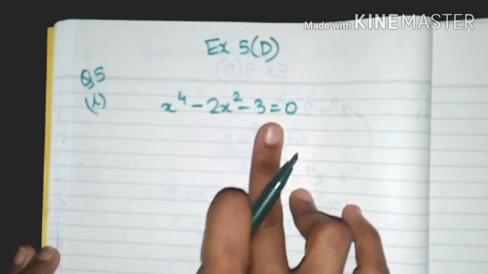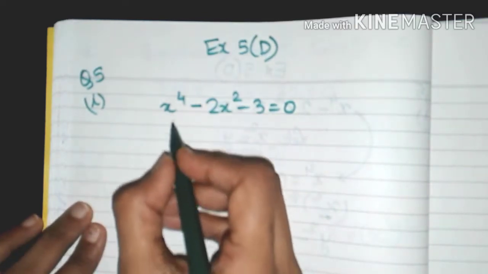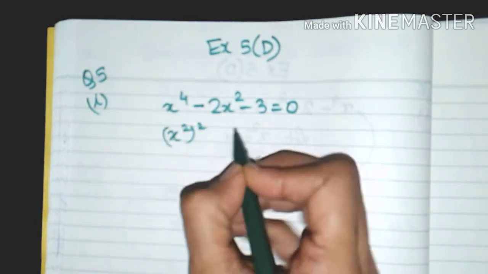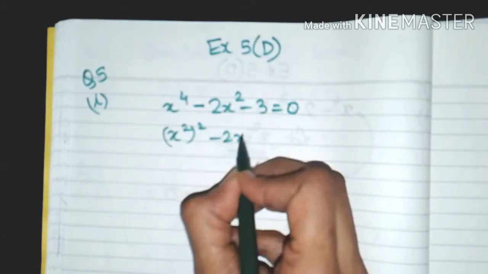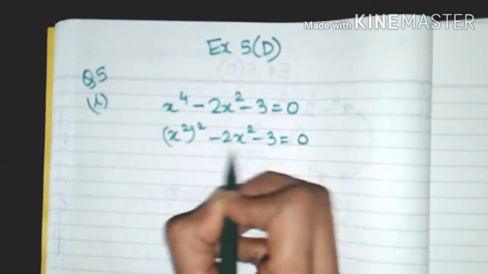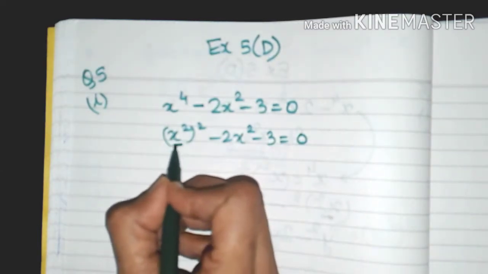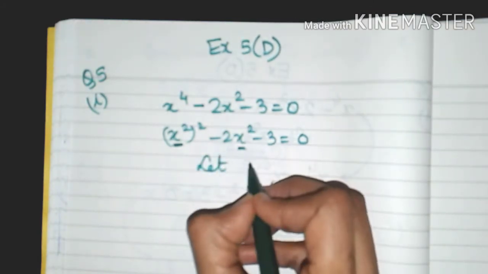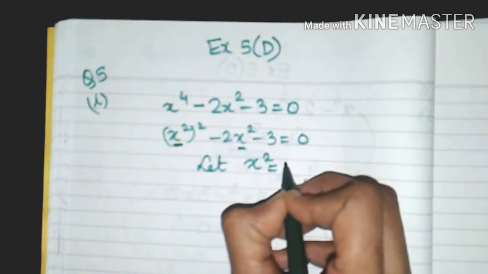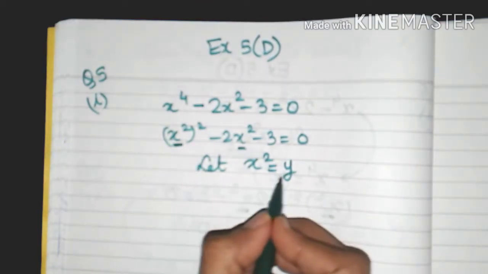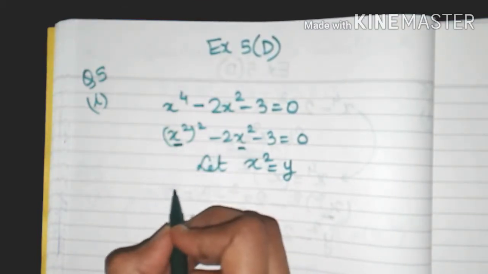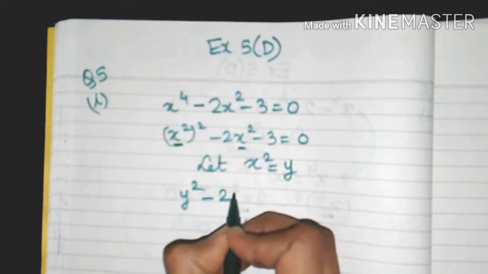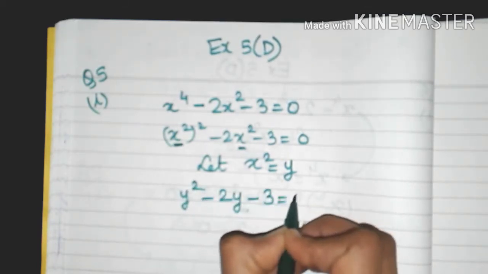So how do we solve this equation? Friends, if you observe this equation, you can write x raised to 4 as x square the whole square, minus all this will remain as it is. Now you see this x square is common. So what I can do is make the substitution: let x square be y. See what happens. Wherever there is x square, you put y. So this is y square minus 2y minus 3 is equal to 0.